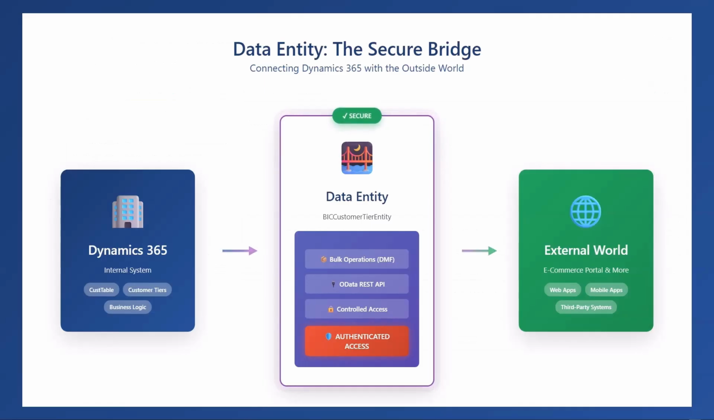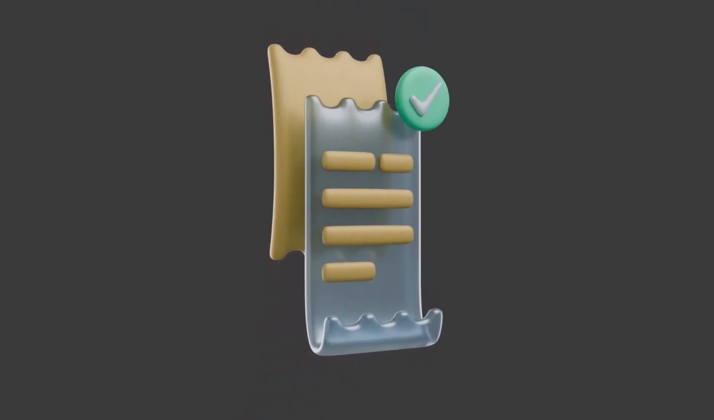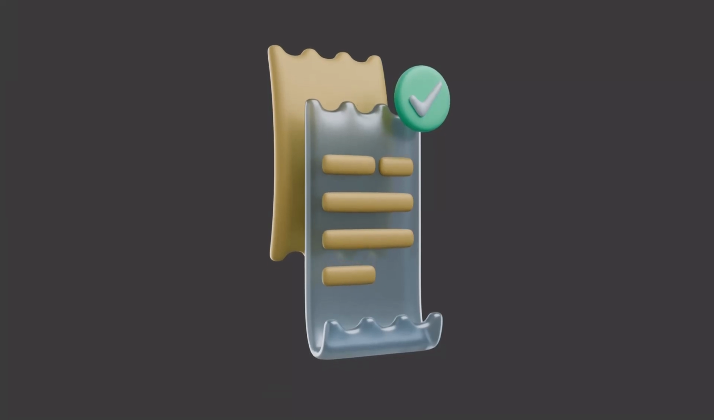So, to recap, we have successfully built a single data entity that serves as a secure bridge between Dynamics 365 and the outside world. We demonstrated how this single entity can be used for two distinct purposes. First, for bulk data exports using the data management framework, and second, for secure, real-time API access using OData. This fulfills the integration requirement for Bluestone Industrial Components' new e-commerce portal.